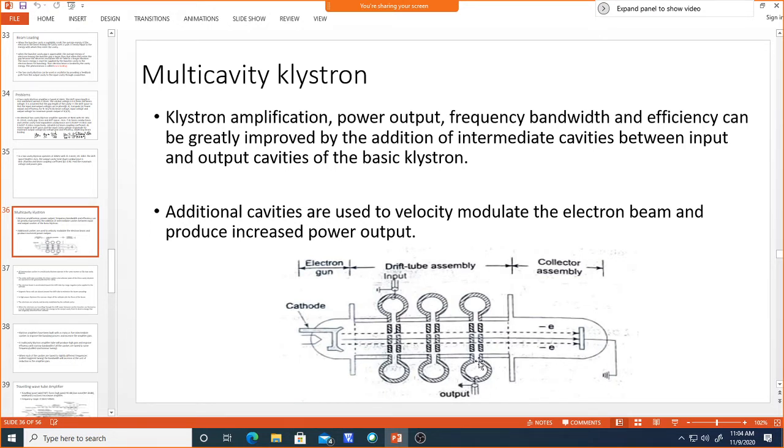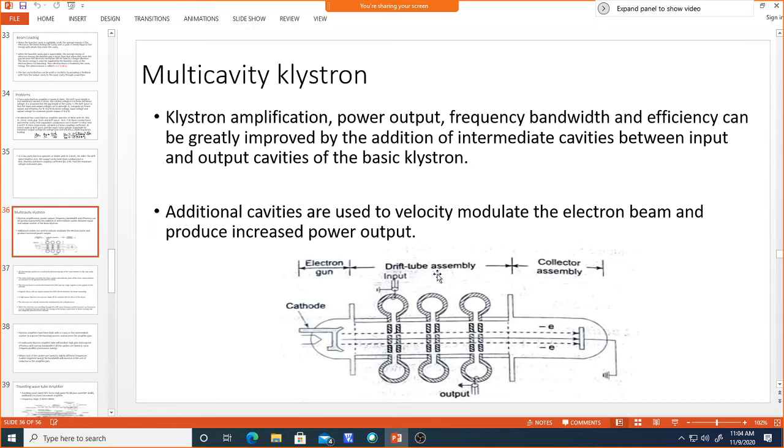cavities. Okay, so now you can see here, as in the two cavity klystron, there is an electron gun for generation of the electron beam and a drift tube assembly. This will consist of the resonant cavities. Three resonant cavities are shown here, and there is a collector assembly for collecting the energy from the electrons.